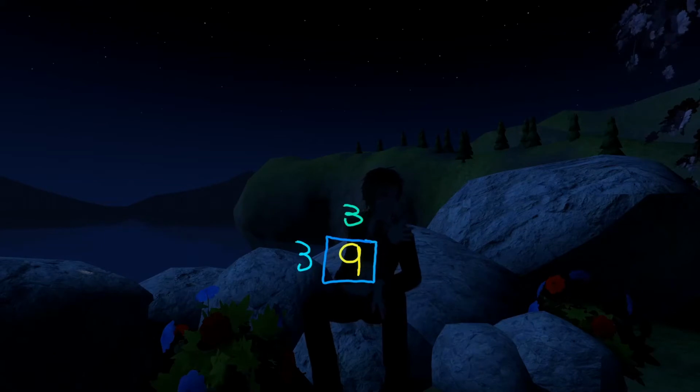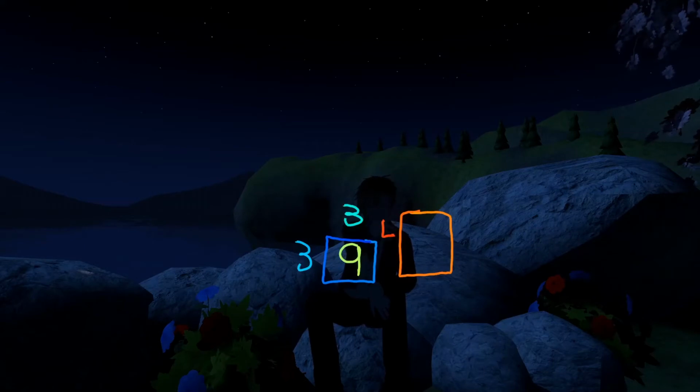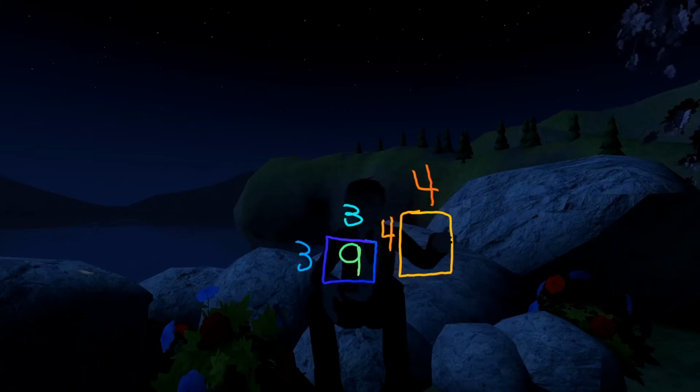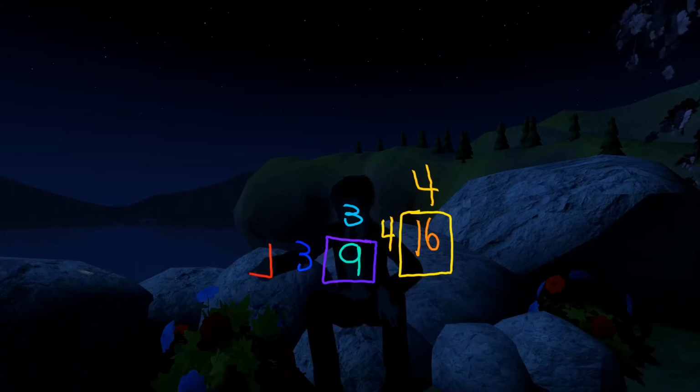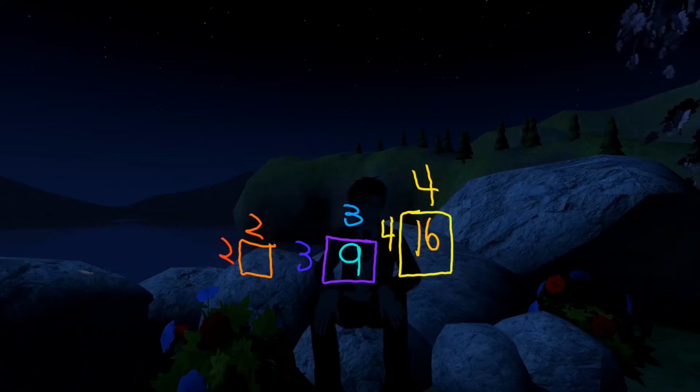Let's have a look at a couple of other squares. If I have a square here, what's going to be the area of this square? Well, it's going to be 4 times 4 is 16. So 16 is a square. Let's go a little bit smaller. If we have 2 and 2, the area of this square is going to be 4. So 4, 9, and 16 are all square numbers.